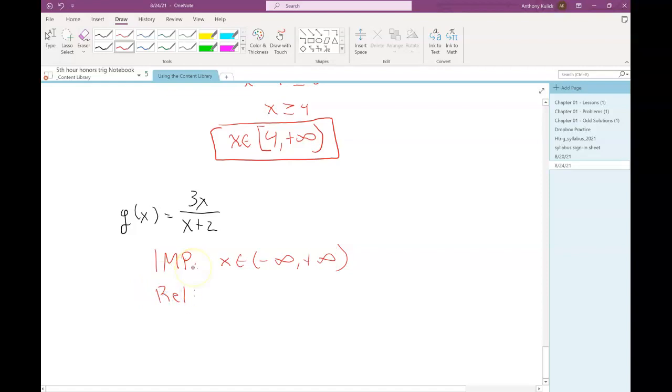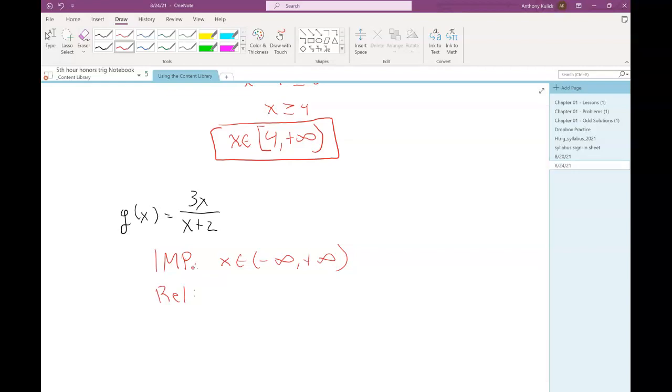To figure out the relevant domain now, I'm going to look at the operations involved in the function. What operations do you see? I see three. What three? Division, multiplication, and addition. Now, multiplication we've already established, there's no problems there. How about addition? No problem.